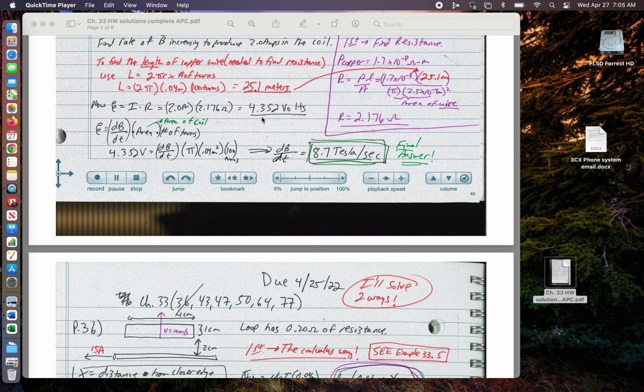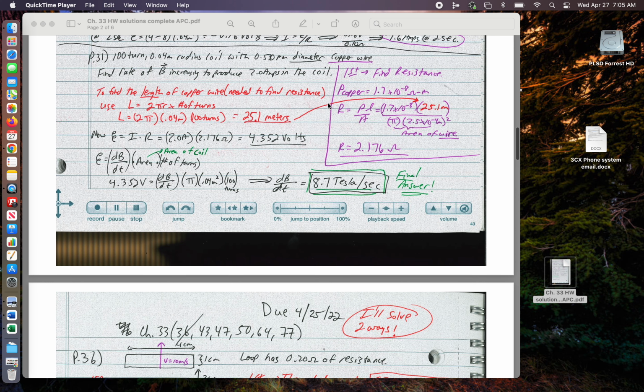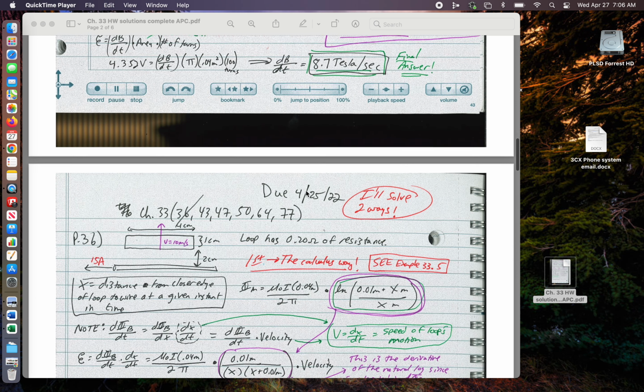So the EMF that's generated when you have this type of copper in this type of coil with this rate of change, to get 2 amps would be 4.352 volts. So I know the resistance of the coil, I know the desired current, so I can find the EMF that would cause that current. And then that's going to equal the rate of change of field with respect to time times the area of the coil. So that was a bit of an annoying problem.